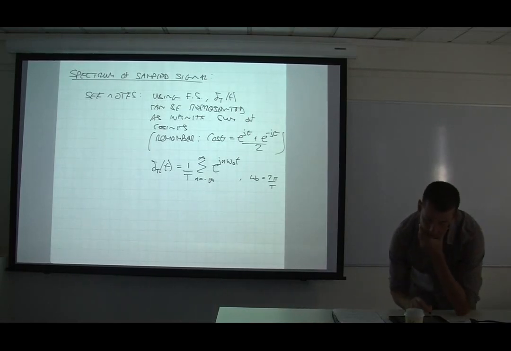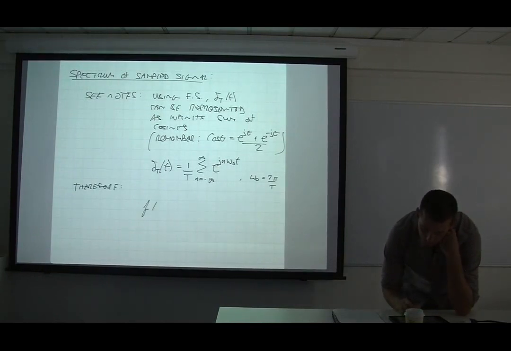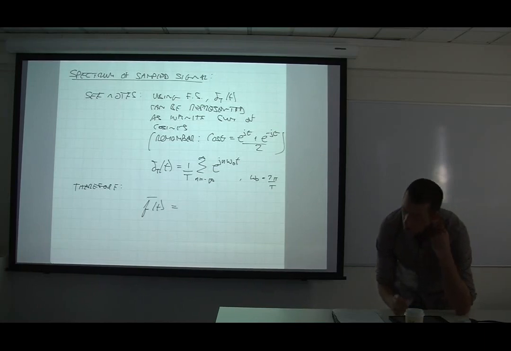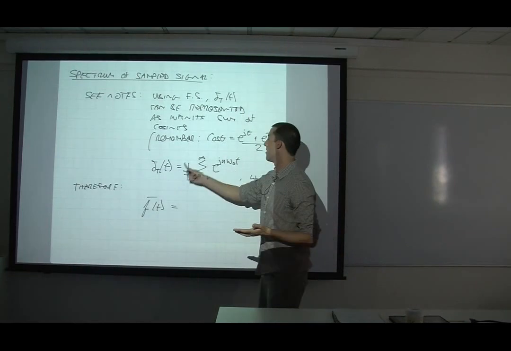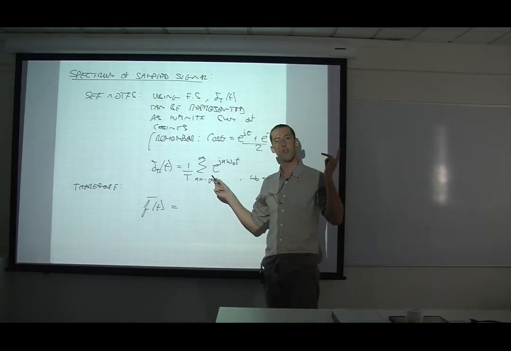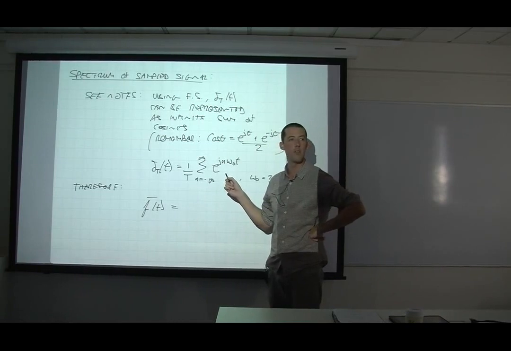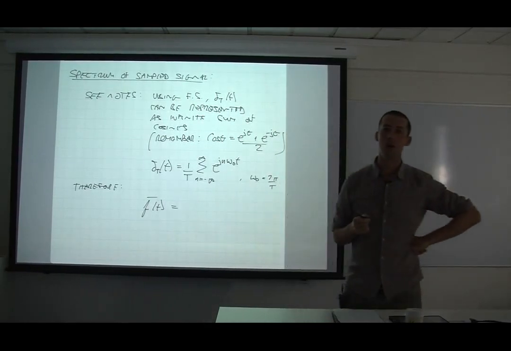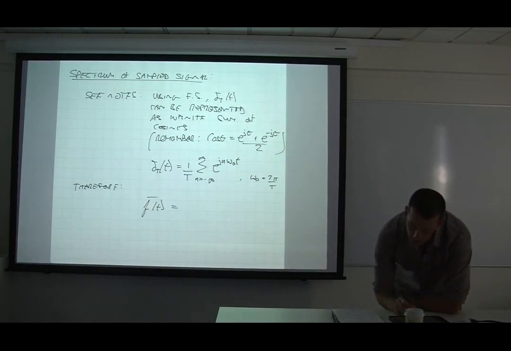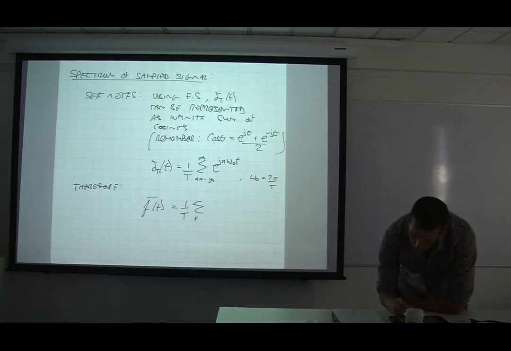So now, therefore, to get my sample signal, I'm going to just multiply the original signal by this. Previously we had an infinite sum of delta functions. This is easier to deal with. It's not an infinite sum of delta functions, it's an infinite sum of complex exponentials. So we get 1 over T, the function that we're interested in, multiplied by e to the j n omega naught t.